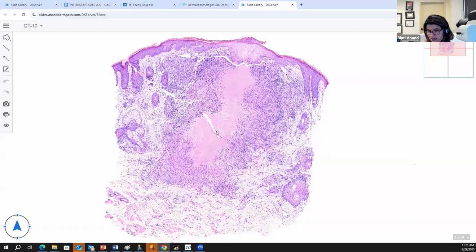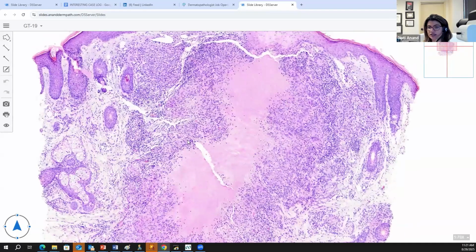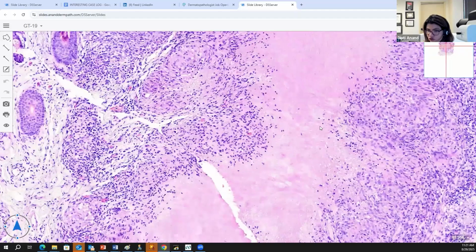Number two, it has a central area of this pink necrosis, which is caseation necrosis. And this is actually following the path of a follicle. So you may see the follicle, you may not see the follicle. In this case, I can presume it's the path of a follicle because of the way the granuloma is oriented, but I'm not seeing the follicle. But it does look pink and necrotic. It will have neutrophils in it.